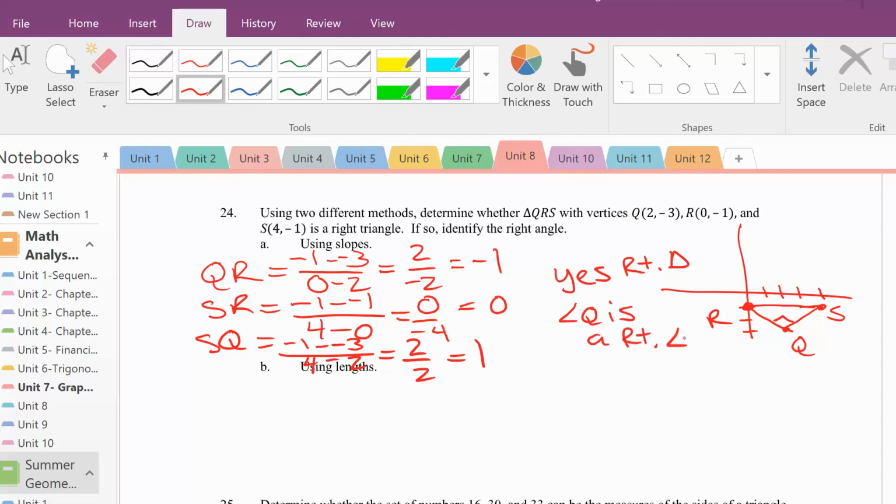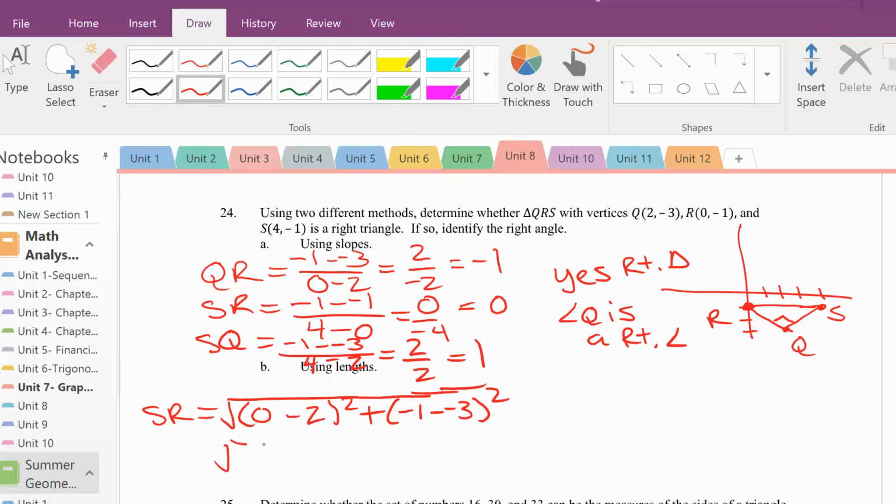Using lengths, if you want to find the length of QR, remember that's the distance formula: x2 minus x1 squared plus y2 minus y1 squared. So it's the square root of -2 squared plus 2 squared. So it's the square root of 4 plus 4, which is the square root of 8.